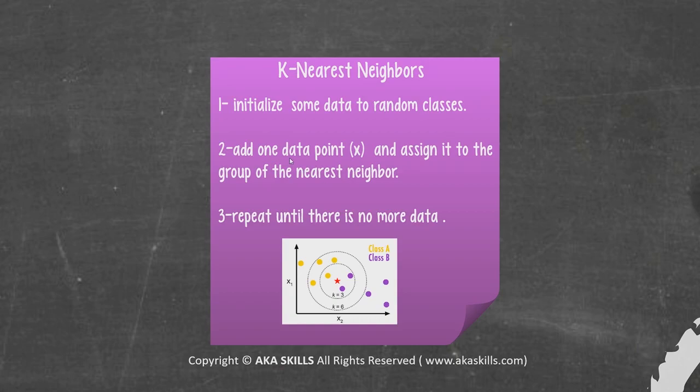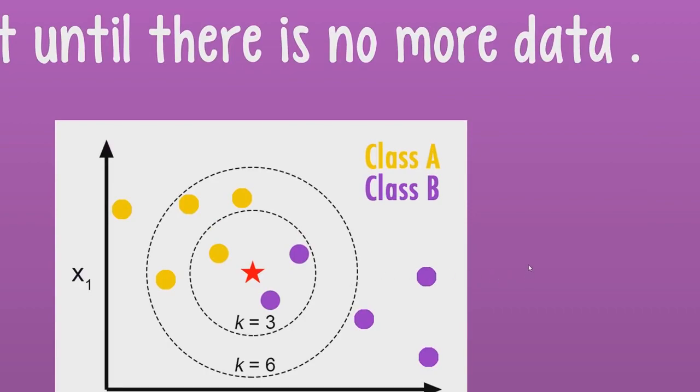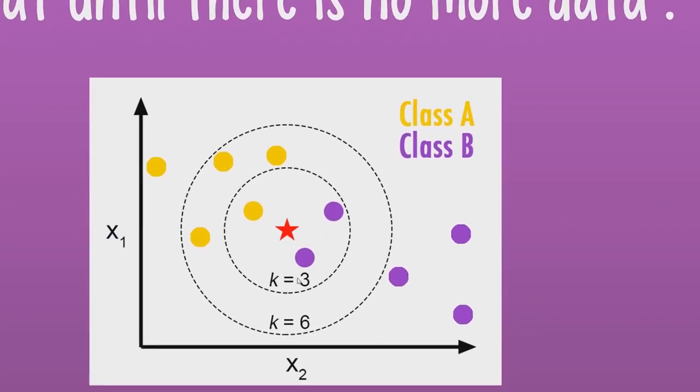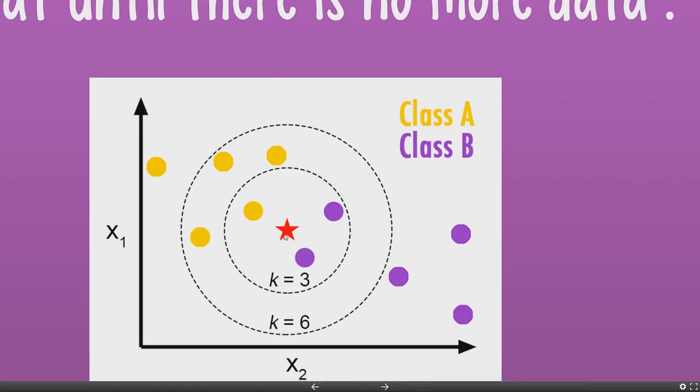Then add one data point x and assign it to the group of the nearest neighbor. Then repeat with all data points. Let's see what we mean by that. So imagine that we have 5 magenta data points and 5 yellow data points. So class A, class B. Then we put a new data point, which is this one, the star.